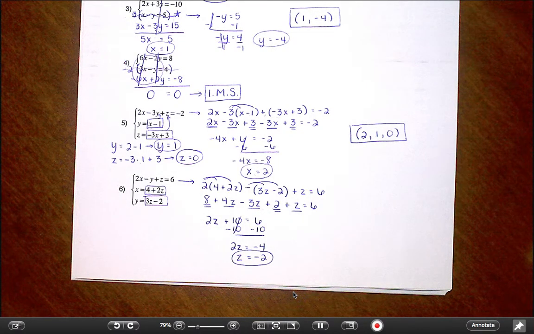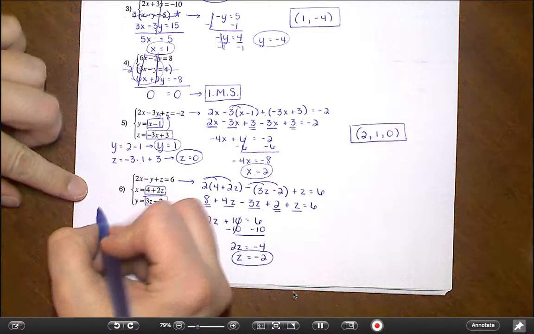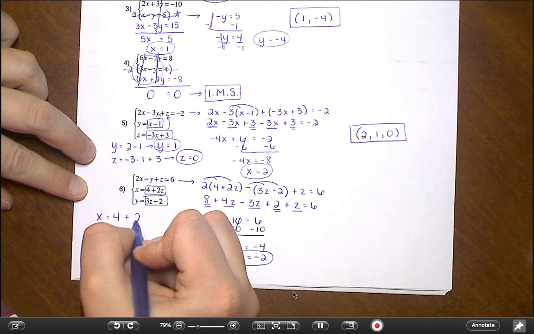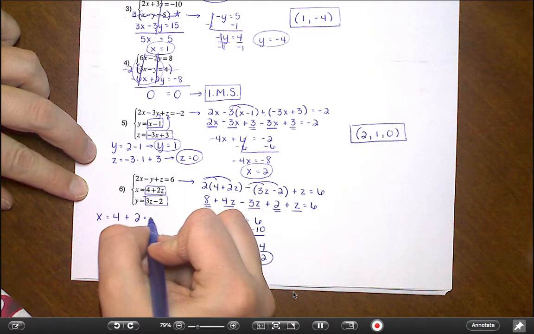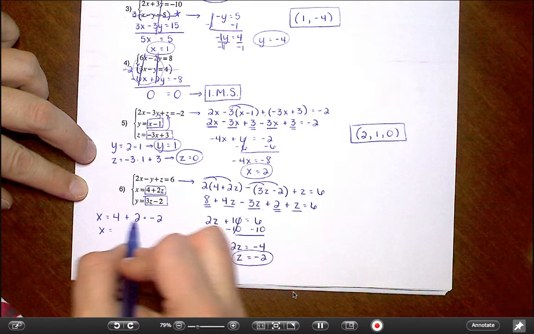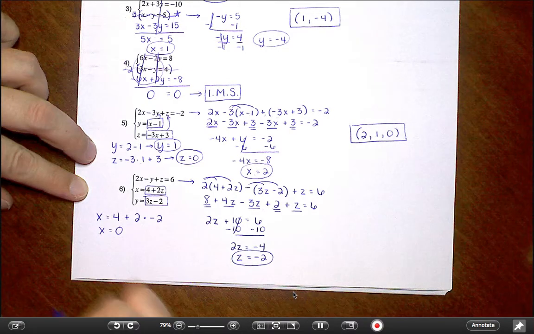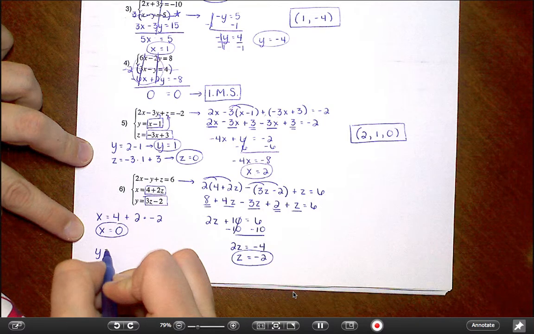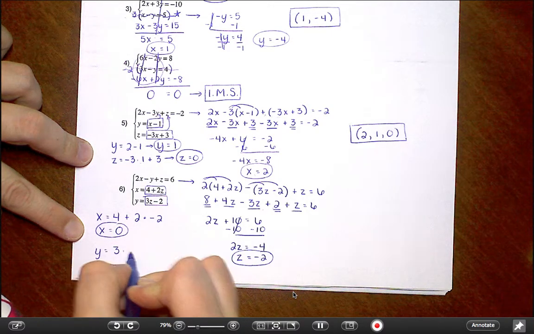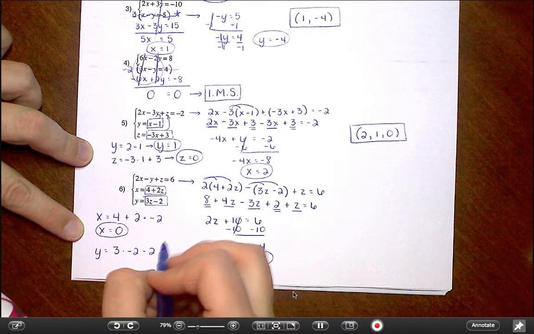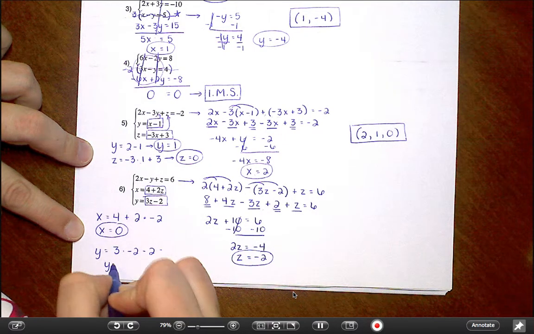Okay. Now I need to go back and find x and y. So x is equal to 4 plus 2z, so that's 4 plus 2 times my z value, negative 2. So x is really equal to, let's see, that's 4 plus negative 4, so x is equal to 0. And my y is 3z minus 2, so 3 times negative 2 minus 2. That's negative 6 minus 2, which is negative 8.